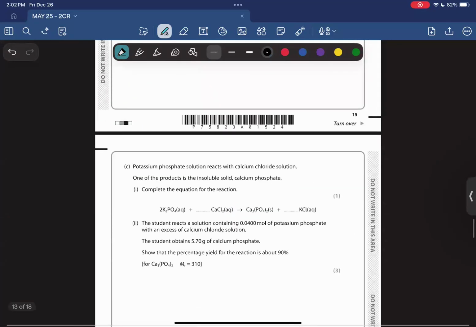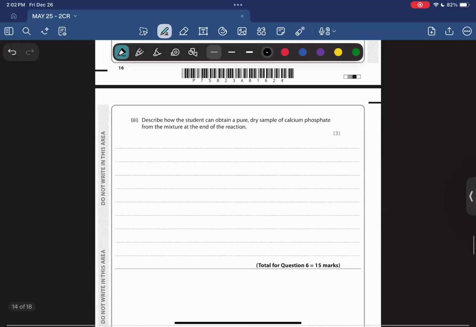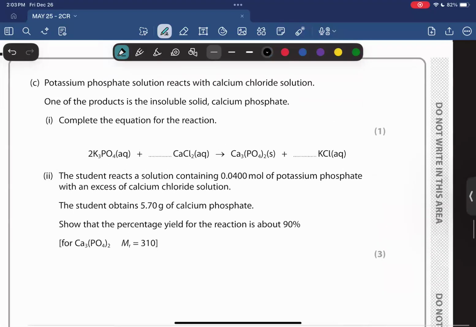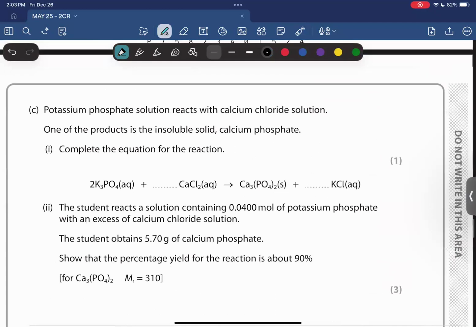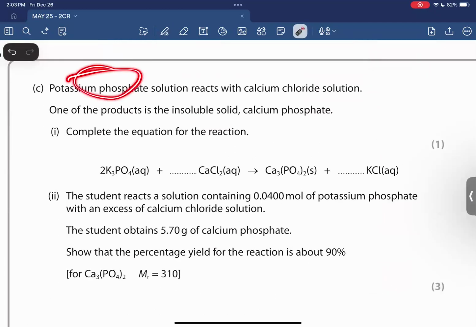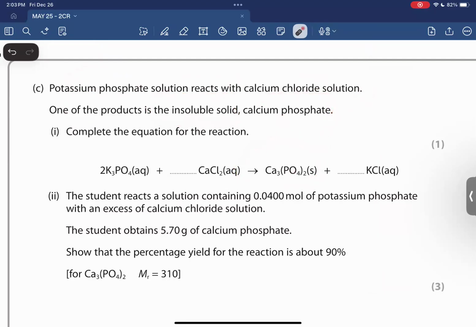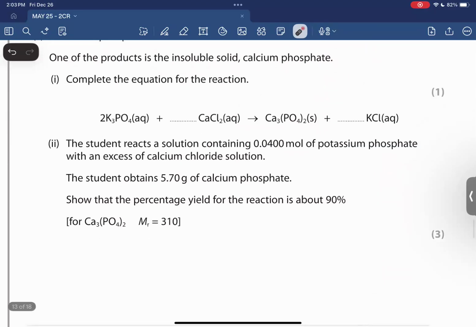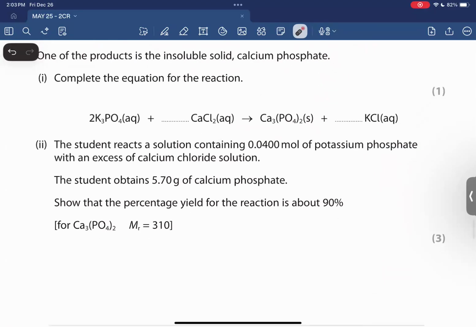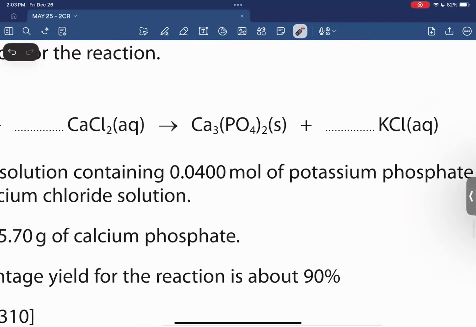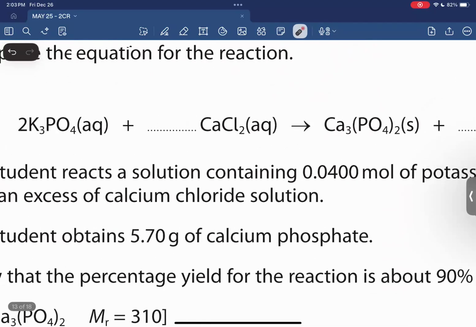Okay, so moving on to part C of this question, it says that potassium phosphate solution reacts with calcium chloride solution. One of the products is an insoluble solid of calcium phosphate. Okay, so complete the reaction equation. So how many calcium is over here? 3, right? So there should be 3 calcium over here as well.